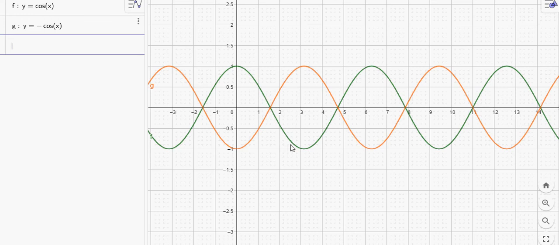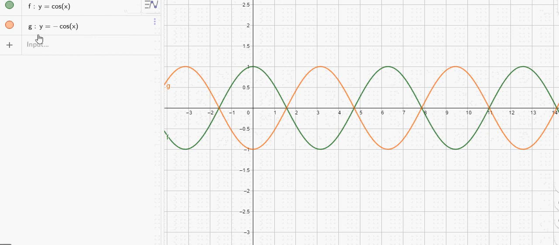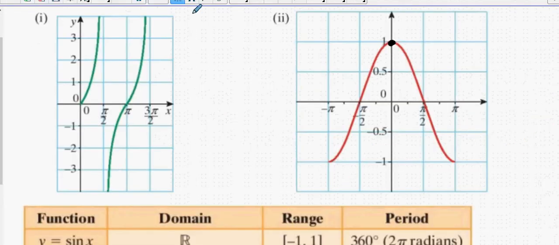At a y value of 0, the green one, y equals cos x, is on its way down. I'll turn over here so you can see the colors in the top left. And for y equals minus cos x, it's on its way up. So you can see there's a distinct difference between the two of them. So when we go back to this question here, we know this one here.